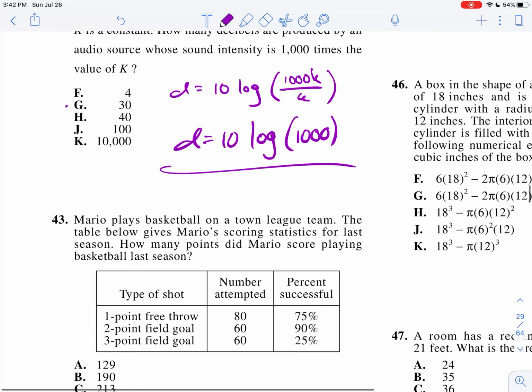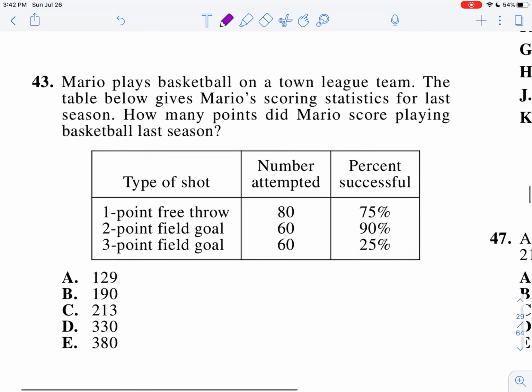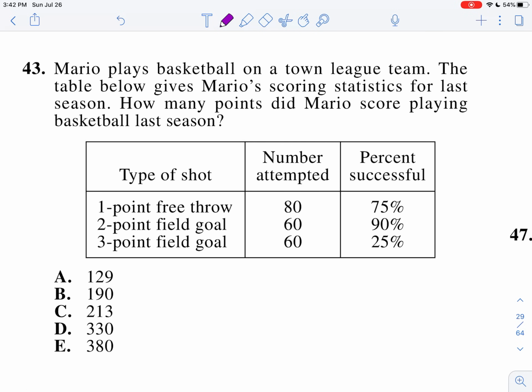Simple problem. Mario plays basketball on a town league team. The table gives Mario's scoring statistics for last season. How many points did Mario score playing basketball last season? So we have point totals. Each one has a different weight. We have attempts, and then we have success rate. So let's just take it piece by piece.